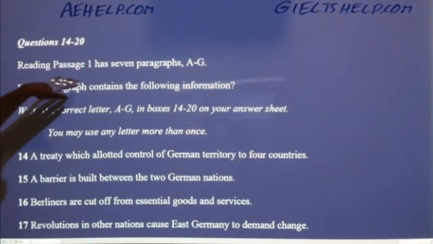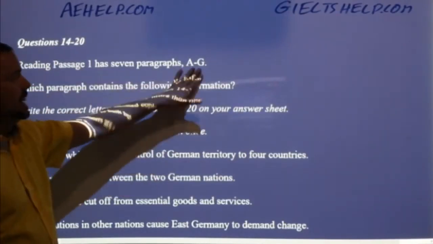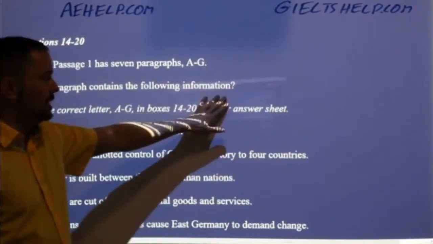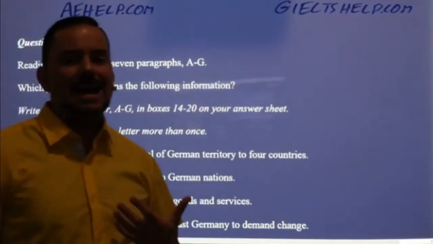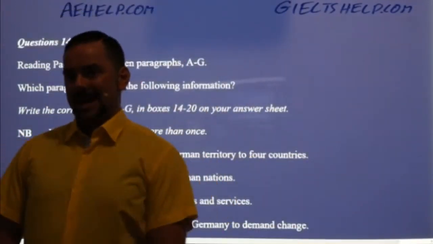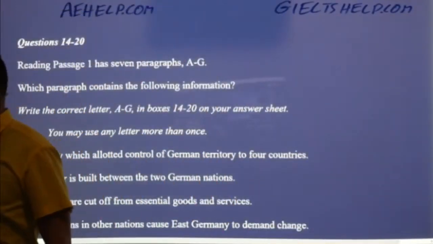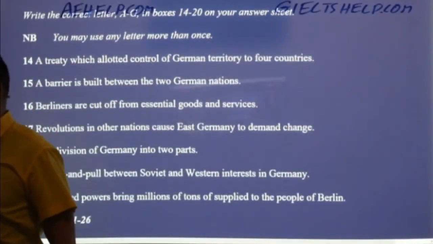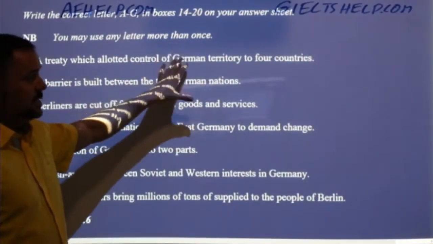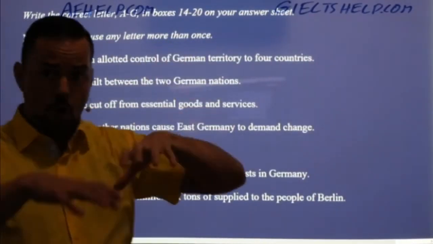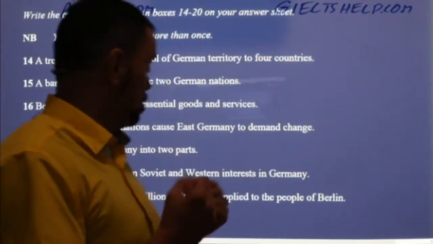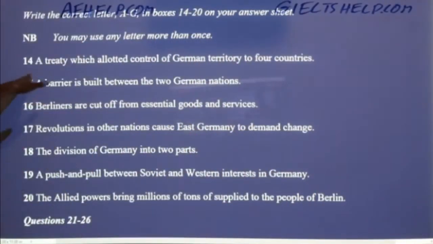So it says, reading passage 1 has 7 paragraphs, A to G. Which paragraph contains the following information? So here you have to match the information to the correct paragraphs. So we can read this type of question because it means all of this information is somewhere in this passage, and these kinds of sentences will give us kind of an overview of the passage content, of the information. So let's read these together with me.